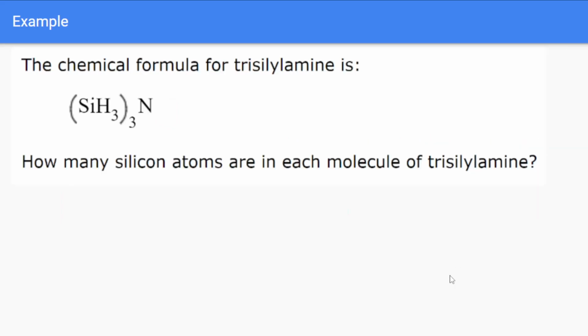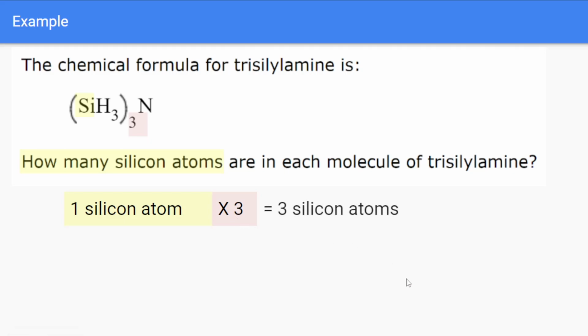In this example, SiH3, 3N, how many silicon atoms are there? Well, when you look at it, there's just 1, but we have parentheses. On the outside of the parentheses is a 3, a subscript of 3. So we have to multiply everything inside the parentheses by 3. 1 silicon atom times 3 equals 3 silicon atoms.